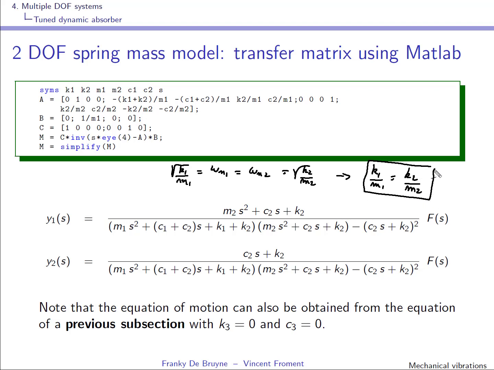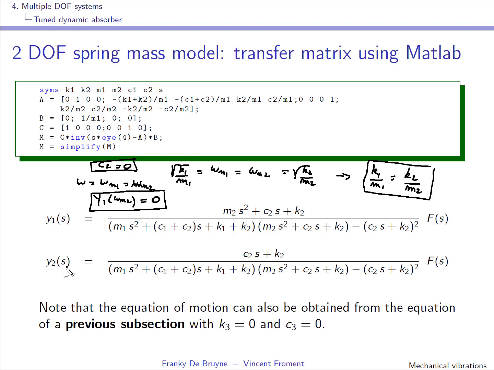We have also seen that at a frequency omega equals omega n1 equals omega n2, y1 is equal to 0. We were assuming here that C2 is equal to 0. So you plug it in. We've seen that this numerator here was 0, and we had indeed this equation here.